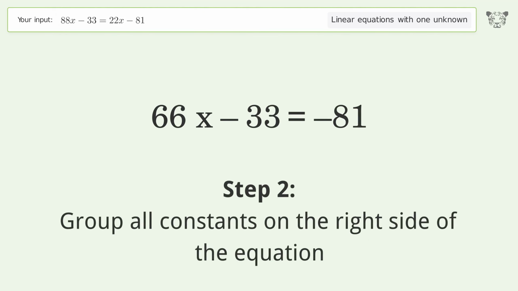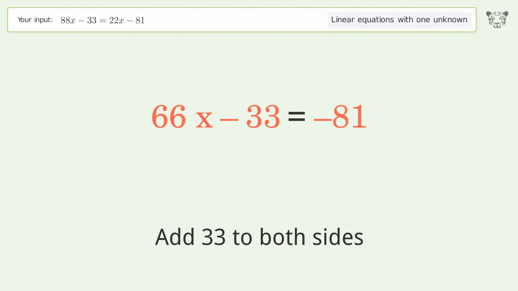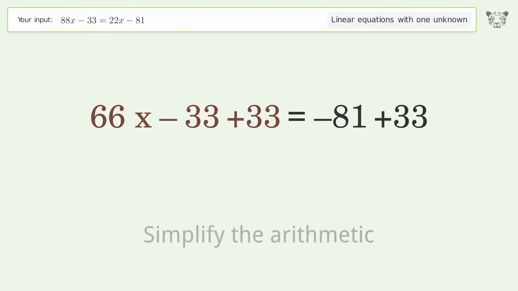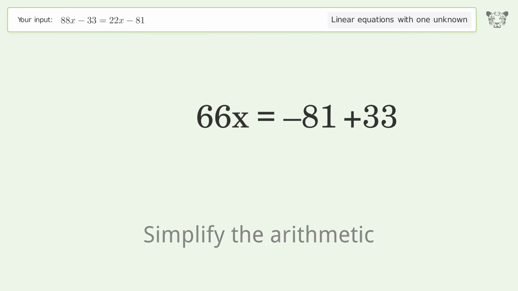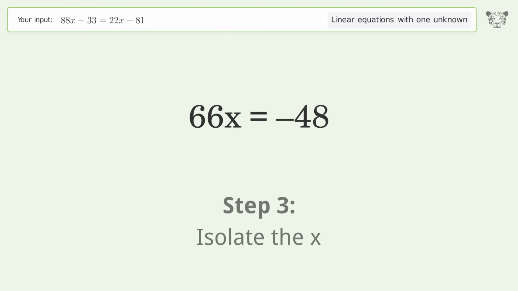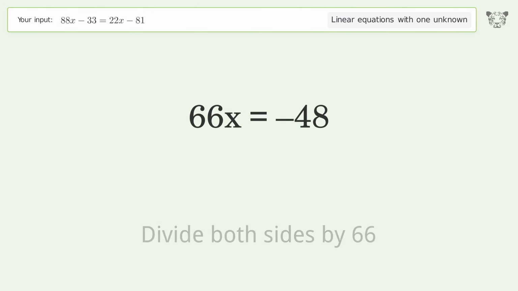Group all constants on the right side of the equation. Add 33 to both sides. Simplify the arithmetic. Isolate the x. Divide both sides by 66.